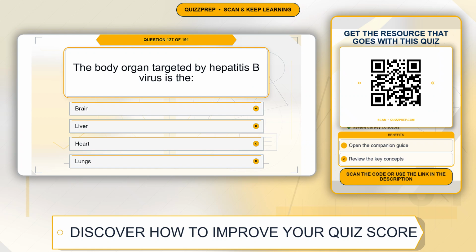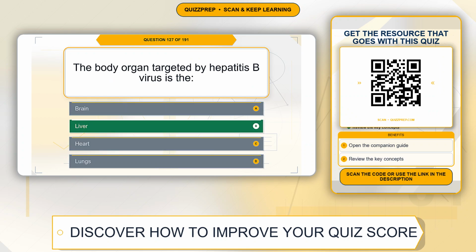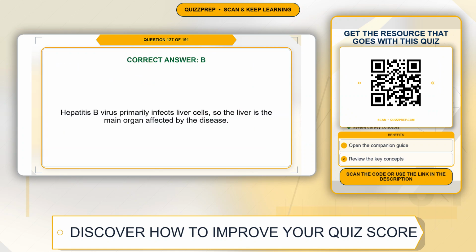Question 127. The body organ targeted by hepatitis B virus is the: option A, brain. Option B, liver. Option C, heart. Option D, lungs. The correct answer is option B, liver. Explanation. Hepatitis B virus primarily infects liver cells, so the liver is the main organ affected by the disease.